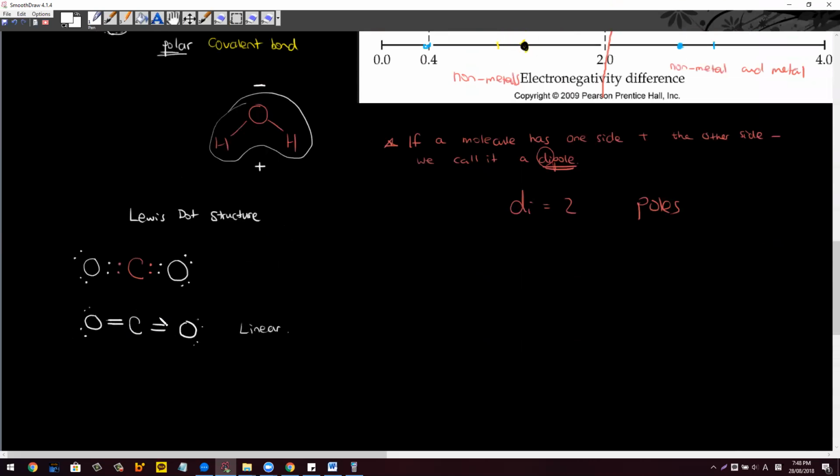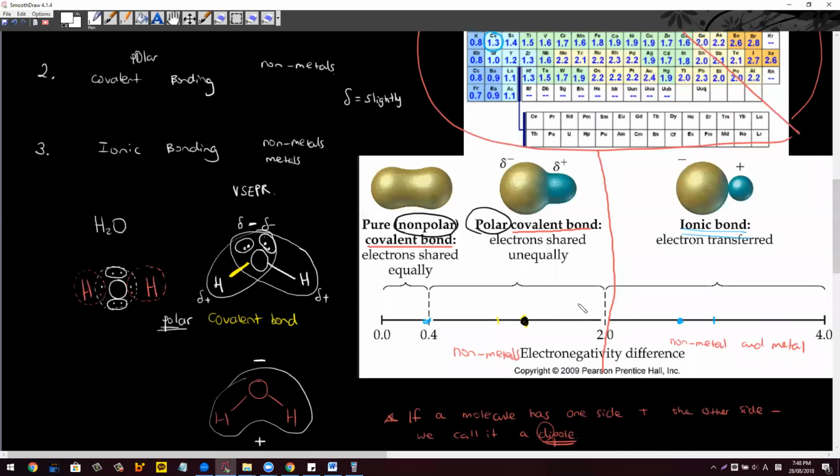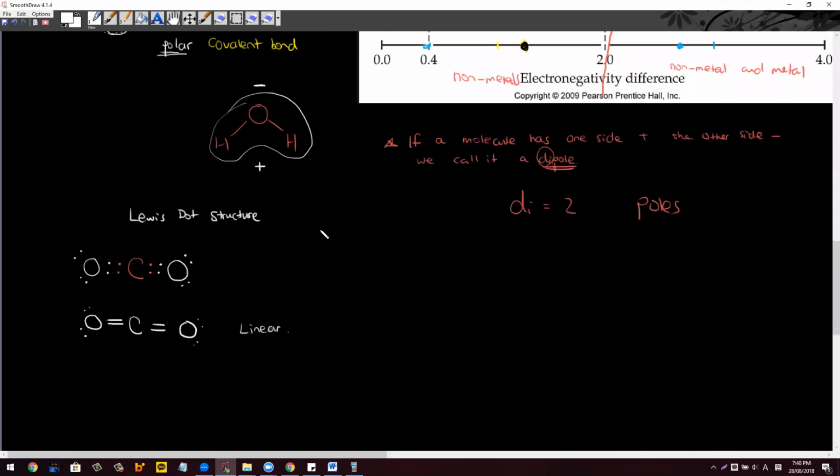And what happens is, this is still a polar covalent bond. So as you can see, carbon and oxygen here have a difference of 1. So that means it's around here. So it's also a polar covalent bond.